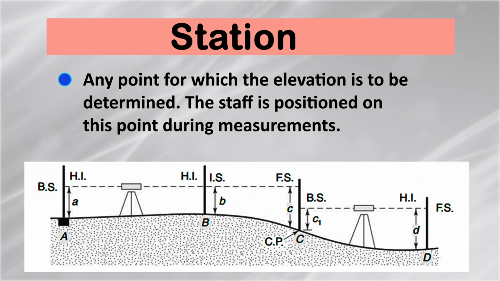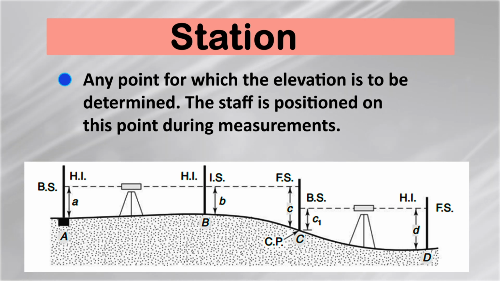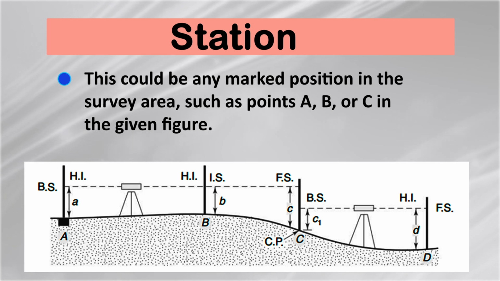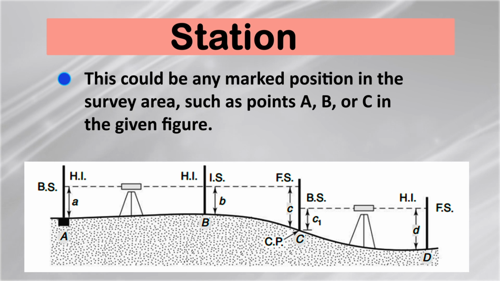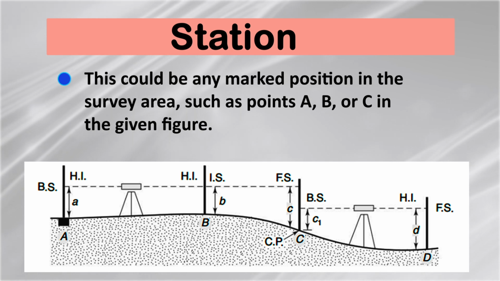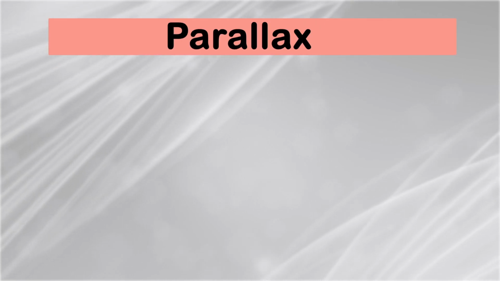Next is the station. It is any point for which elevation is to be determined. The staff is positioned on this point during measurements. This could be any marked position in the survey area such as points A, B or C in the provided figure.